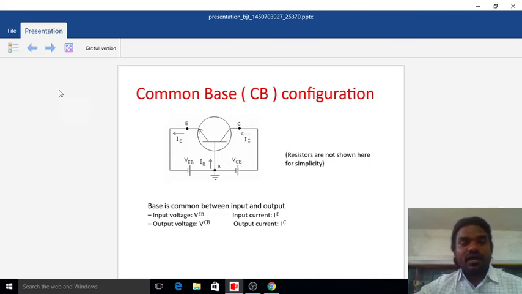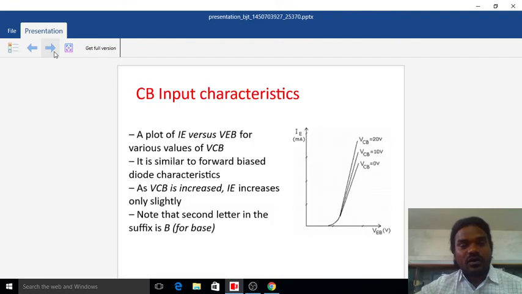From the input characteristics, what do we want to know? We want to know the effect of the output voltage on the input side. By varying the output voltage, we want to study the effect on the input side. On the input side we have one voltage and one current: that voltage is VEB and that current is IE. So input characteristics are a plot between input voltage and input current by keeping the output voltage constant. That means what?